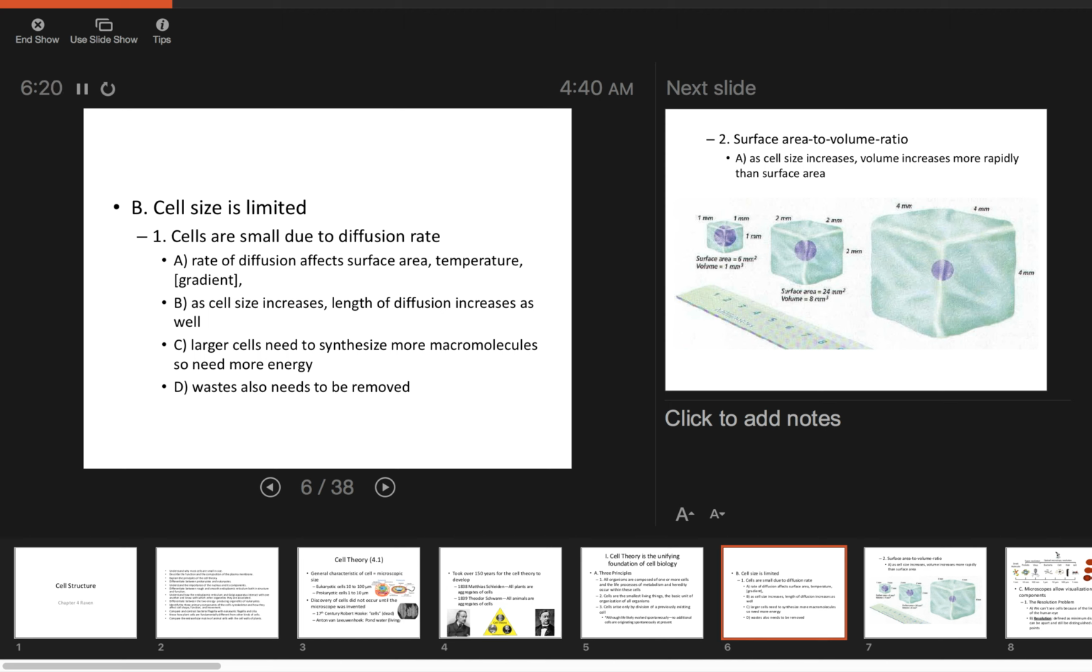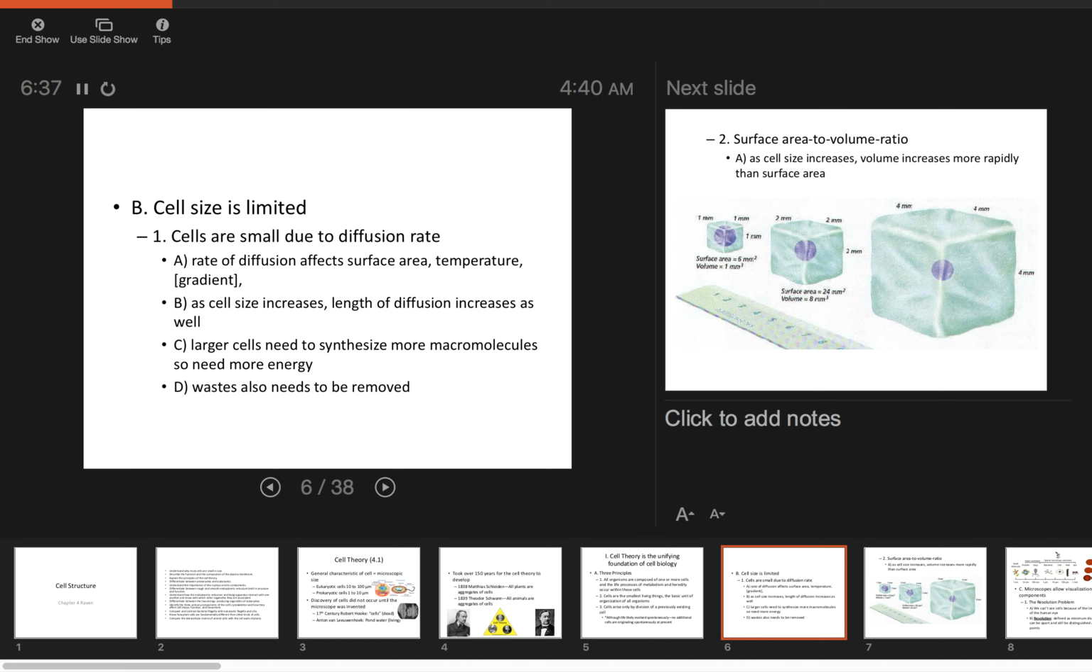As cell size increases, the length of diffusion increases as well. Large cells need to synthesize more macromolecules, so they need more energy. And then obviously they also have to be able to remove waste, because if they can't get rid of it, then that waste becomes toxic to them. And then again, things are not going to work right, and it could possibly die.